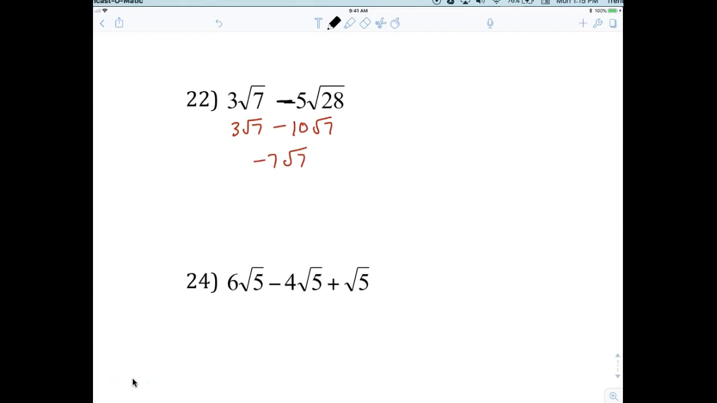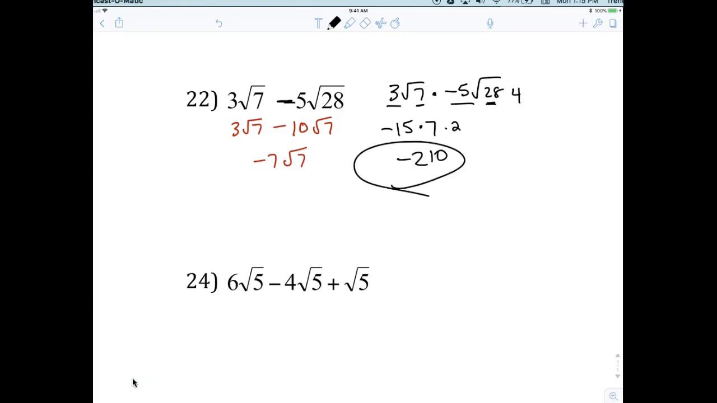Now, if you don't like that, if we go back to the way it was, 3 radical 7 times negative 5 radical 28. If you were to do that problem the way it was written, it would simply be 3 times negative 5, which is negative 15. Now, you see a 7 here and you see a 7 there, so that comes out as a 7. Then there is a 4 left behind. Square root of 4 is 2. So if you multiply all that together, the real answer is negative 210.